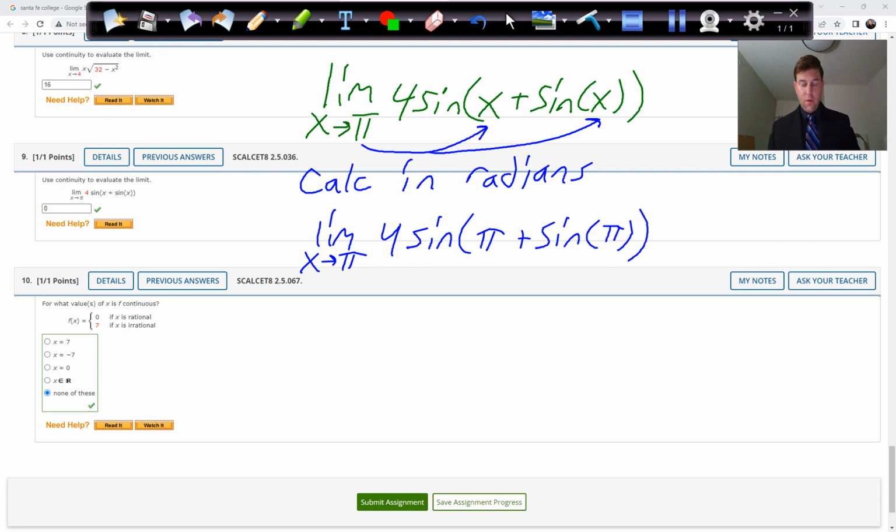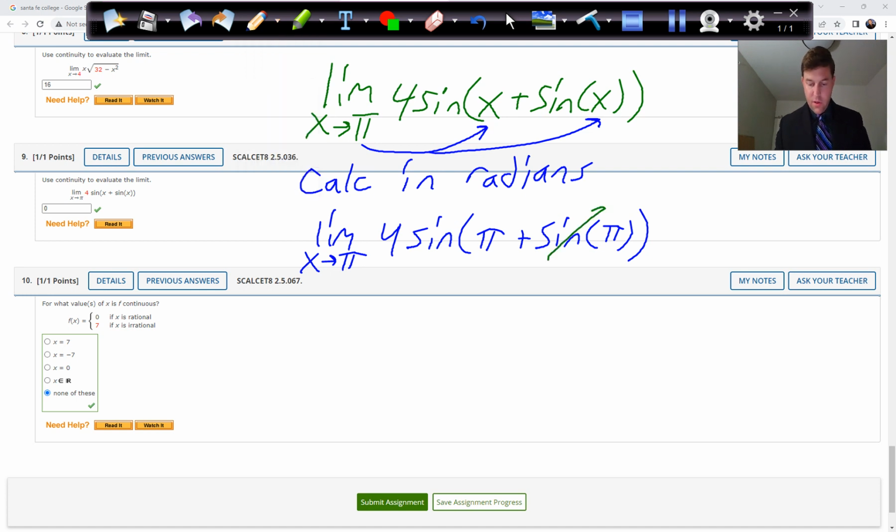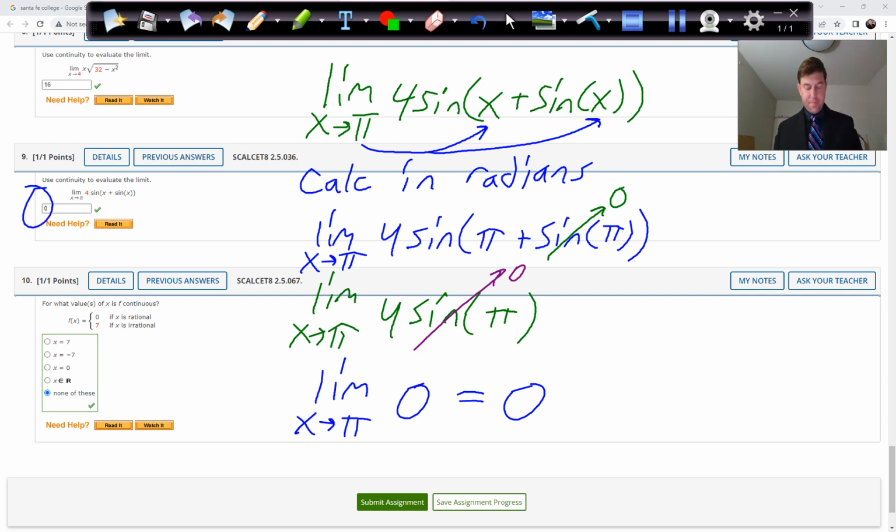Well, from unit circle or from your calculator, sine of pi is 0. So this whole thing becomes 0. So then we're left with the limit as x approaches pi of 4 times sine of pi plus 0, which is just pi. But by the same notion, sine of pi is 0. So we get the limit as x approaches pi of 4 times 0, which is 0, that equals 0. So limit of a constant is a constant. So we get 0 right there.